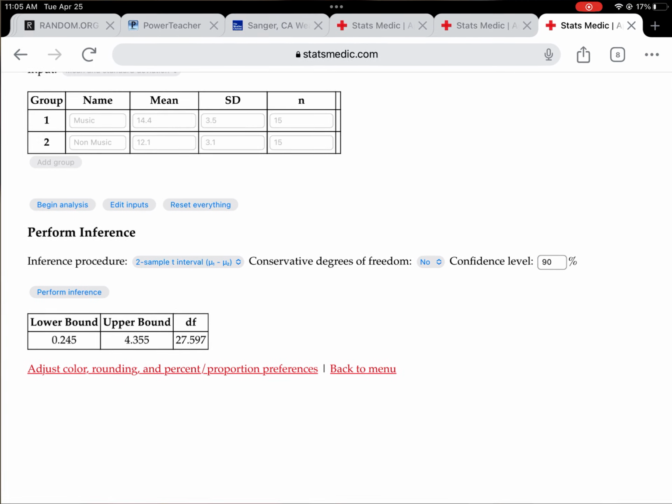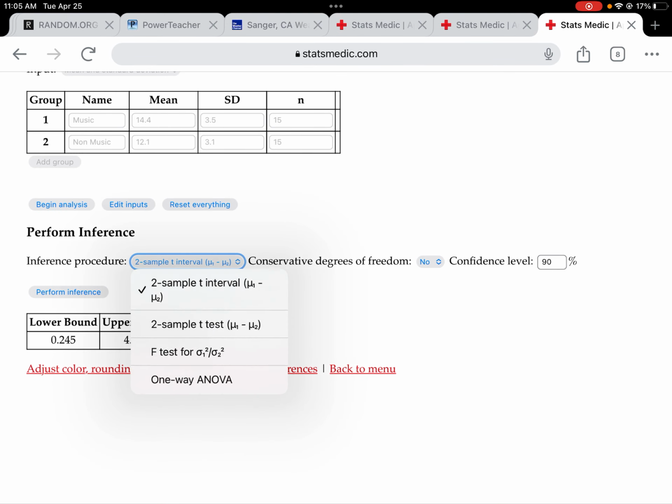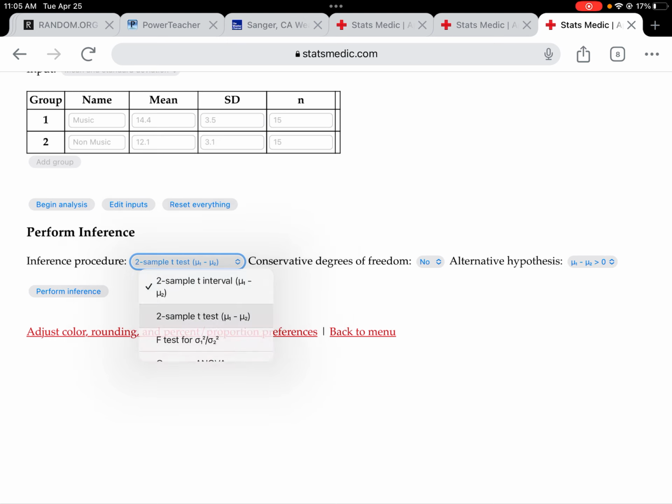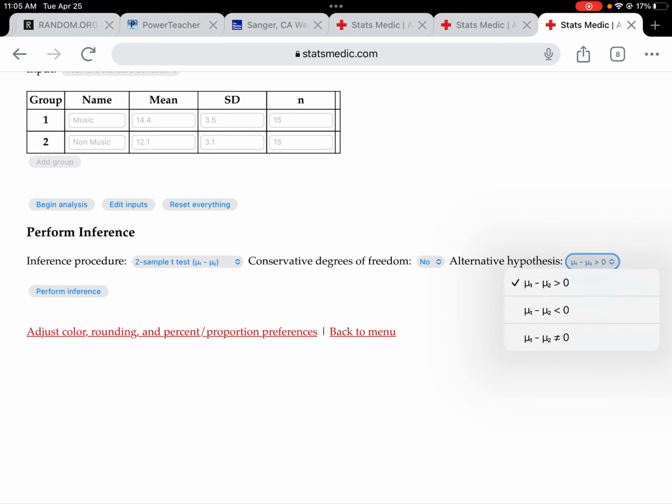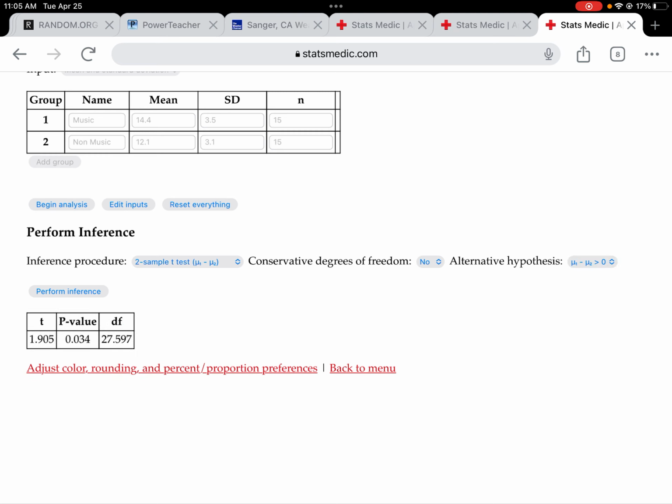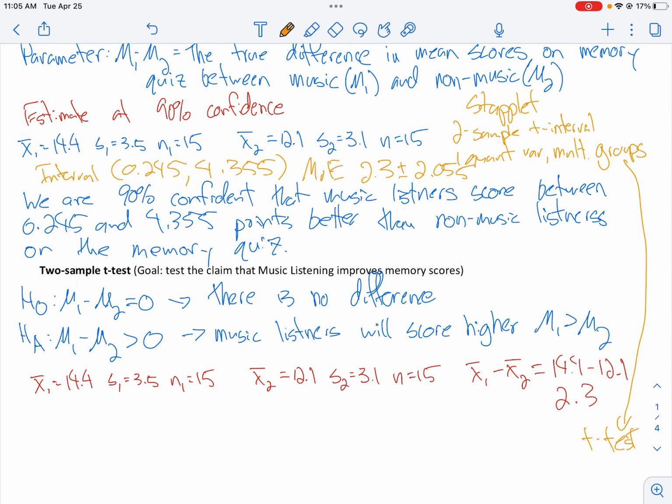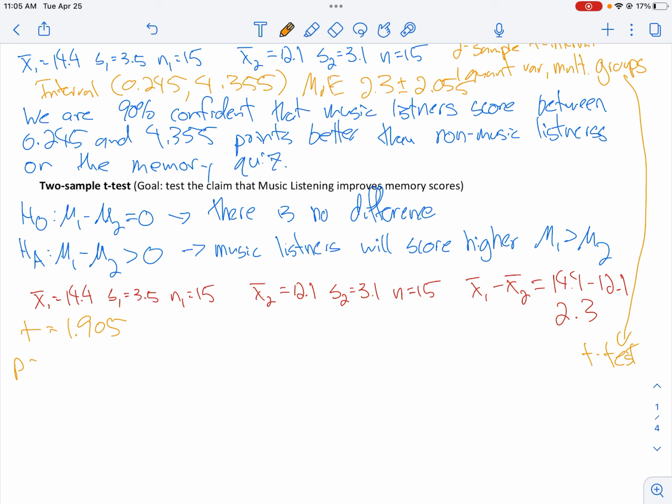Okay, so we'll hop back over here. Nice thing is we don't have to retype anything in. We just have our inference difference. There's our 2-sample t-test. Okay, degrees of freedom leave as no. Alternative hypothesis, double check. We want a greater than 0, which is the default one. So we can go ahead and perform our inference, and we get our t-value and p-value there. We don't worry about the df, degrees of freedom. So let's bring that over here. So t equals 1.905. The p-value equals 0.034.